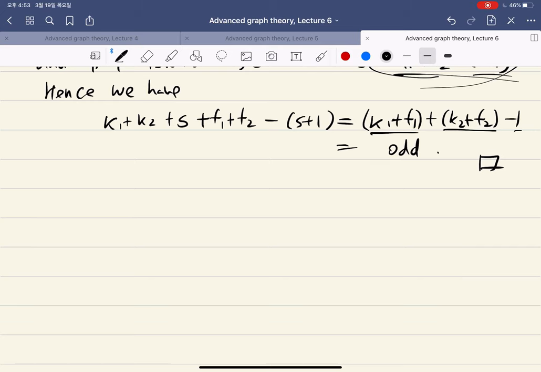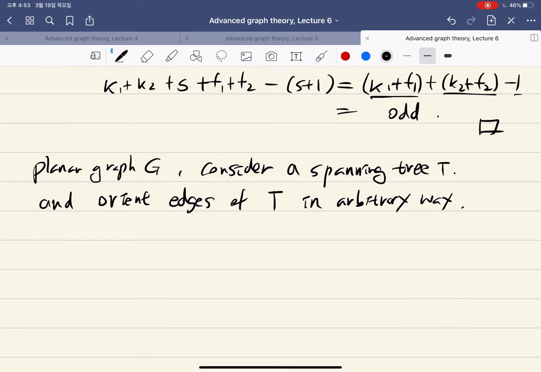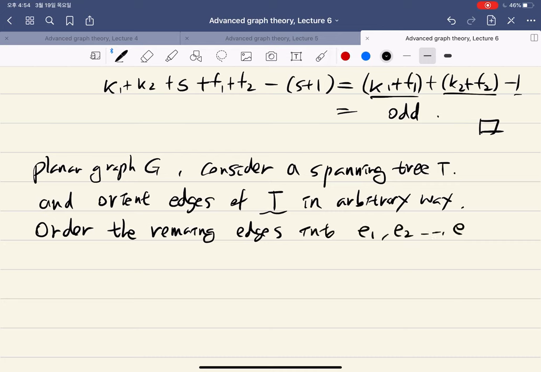So let's say we have a planar graph G with a given embedding. Consider a spanning tree T, and we orient edges of T in an arbitrary way. Edges in T are oriented, but remaining edges are not oriented. We order the remaining edges into E1, E2, up to Et in such a way that Ei closes a face.